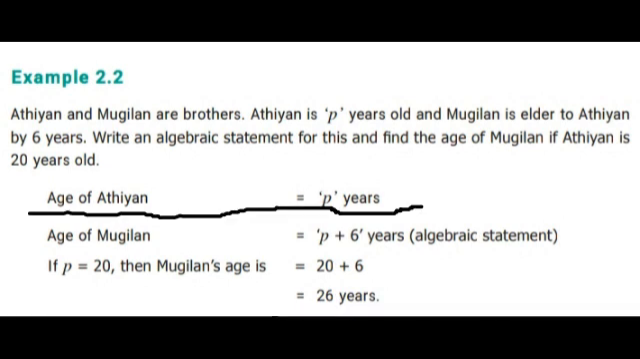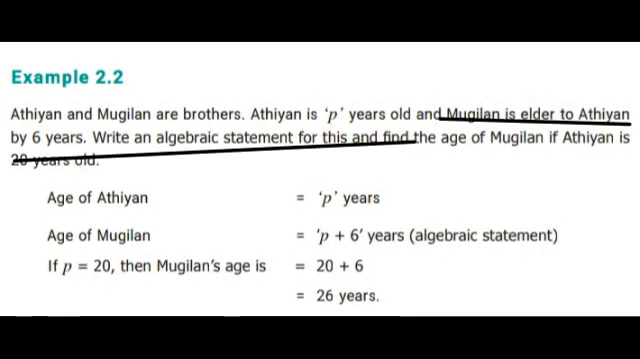Now, what is the age of Adiyan? P years old. Age of Mugilan? P plus 6. How did this expression come? From the given statement in the question, Mugilan is elder to Adiyan by 6 years. That means Mugilan is elder than Adiyan by how many years? 6 years elder. So only P plus 6, the expression has come.